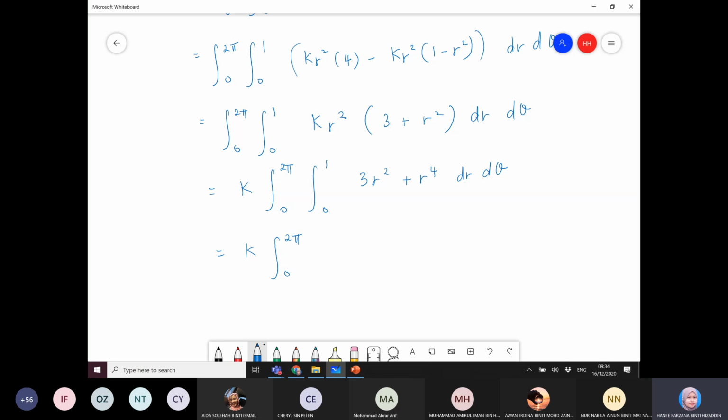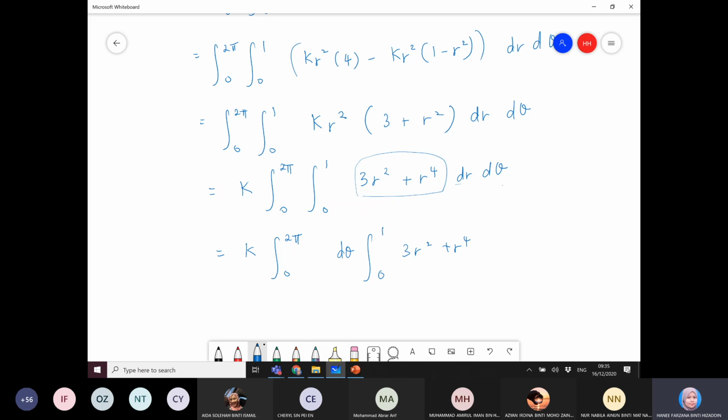Here, if you notice, this is a function of r only, and then dr and d theta. So meaning you can take out just the d theta here and just put 1 as a, nothing, but not 0. Then you can just put 0 to 1, dr squared plus r^4.